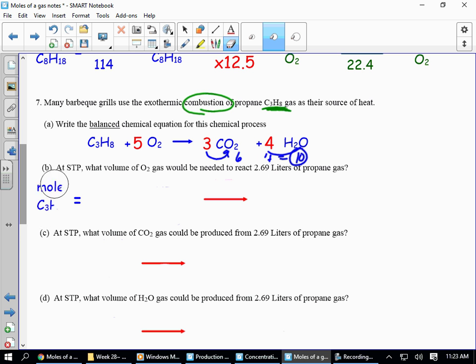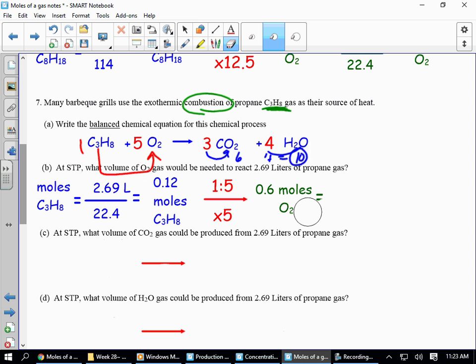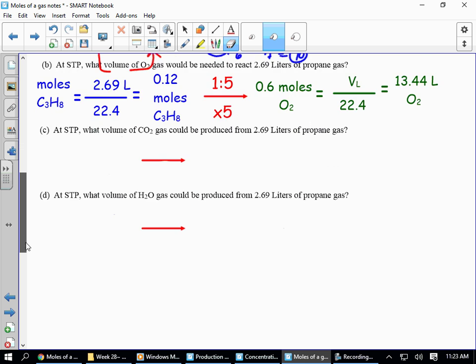Now, it says, at STP, what volume of oxygen gas would be needed to react with 20.69 liters of propane gas? So if I want to find moles of my propane gas, and I have liters of my propane gas, please do not divide it by its formula weight. You've got to divide it by 22.4 because it's a gas. And you're going to get 0.12 moles of propane. So we're going from here to here. That is a 1 to 5 ratio. So I'm going to multiply that by 5. Looking at 0.6 moles of oxygen, and it wants to know what volume of that gas. So x over 22.4, 13.44 liters. See if you can pause the program and finish this up.